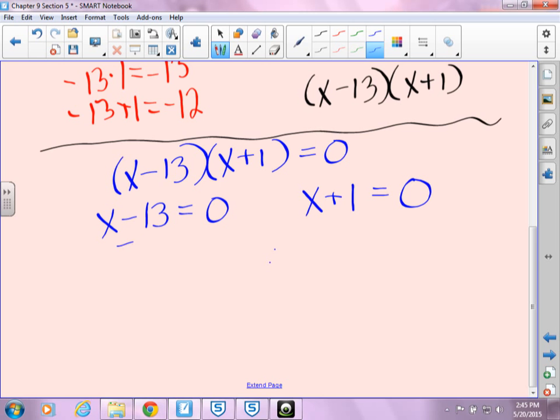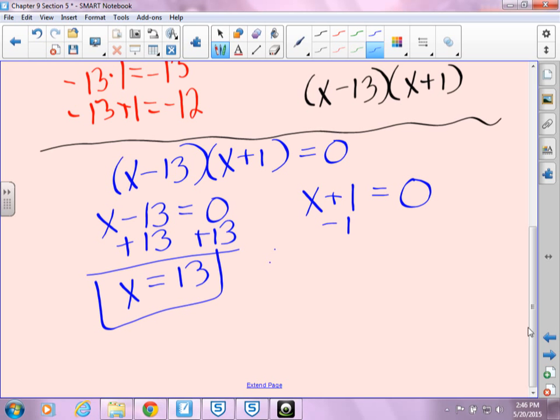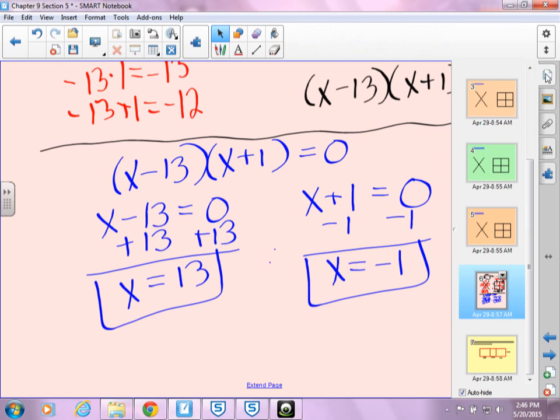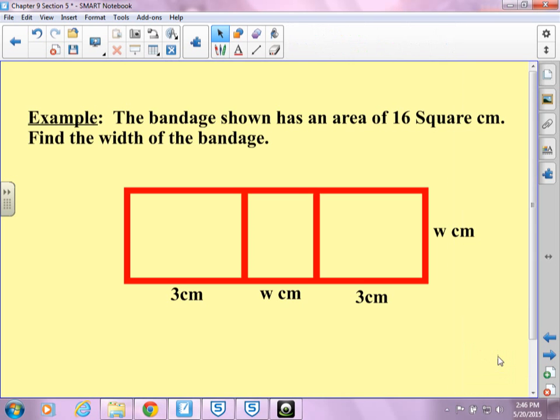And I'm going to add 13. X gives me 13. I'm going to subtract 1. X is going to give me negative 1. And so this parabola, when it crosses the x-axis, is going to cross the x-axis at negative 1 and 13. And you just solved the polynomial. All right, so let's go to the last problem.